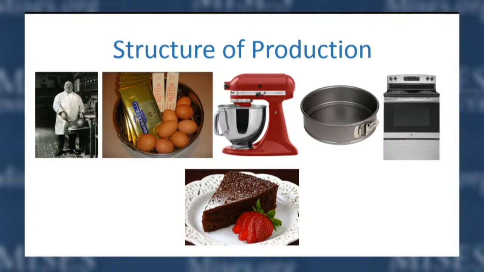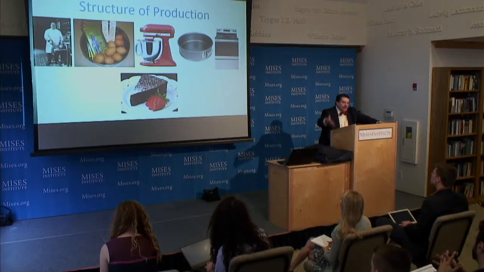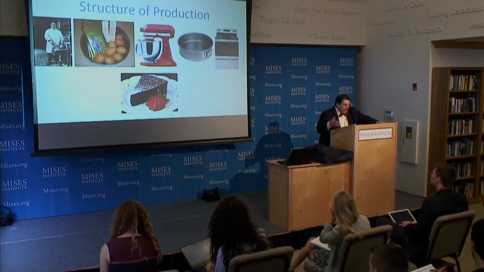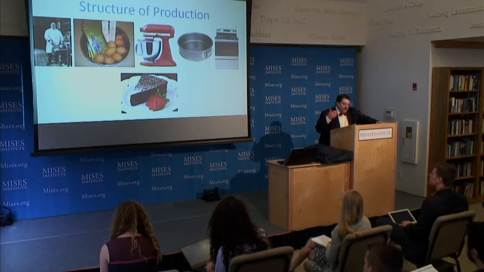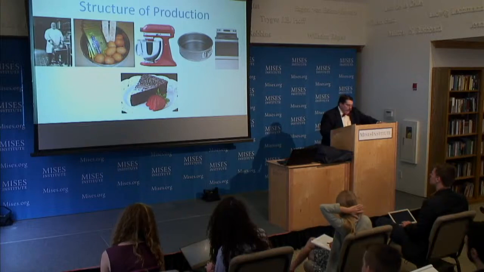I'm not kidding. You need a mixer. You need a spring-form pan. You need an oven. There are other things that you need, which I don't have on this picture, but you need these things. And so before we eat the flourless chocolate cake, before we can consume the consumer good, we need the chocolate, the butter, the eggs, the spring-form pan, the mixer, the oven, and so on. Now, how do we obtain these things?